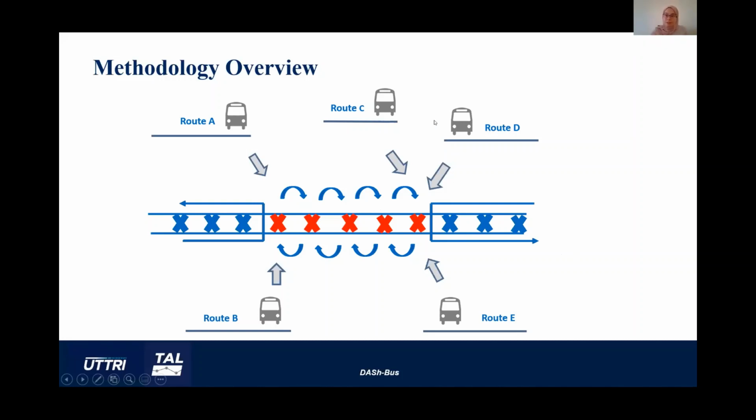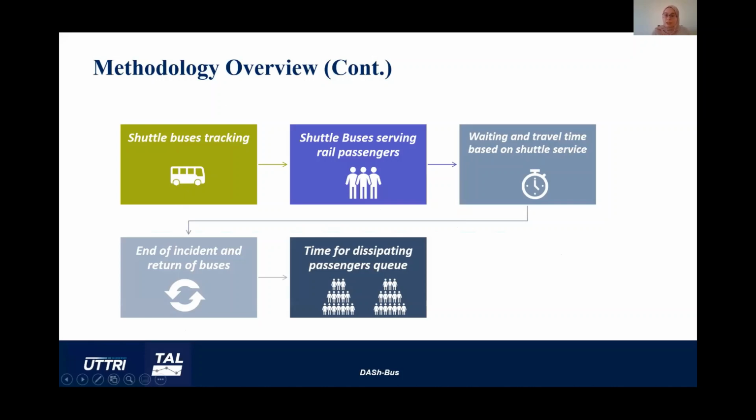Different buses from different routes in the system are usually requested. They travel all the way from wherever they are, and then they start serving as shuttles to bridge the disrupted segment and serve passengers. Our macro simulation tracks these buses from the moment they leave service until they arrive at the disrupted segment, and then they start serving passengers. Again, we use deterministic queuing analysis to estimate the wait times and travel times for these passengers being served by the buses instead of the rail.